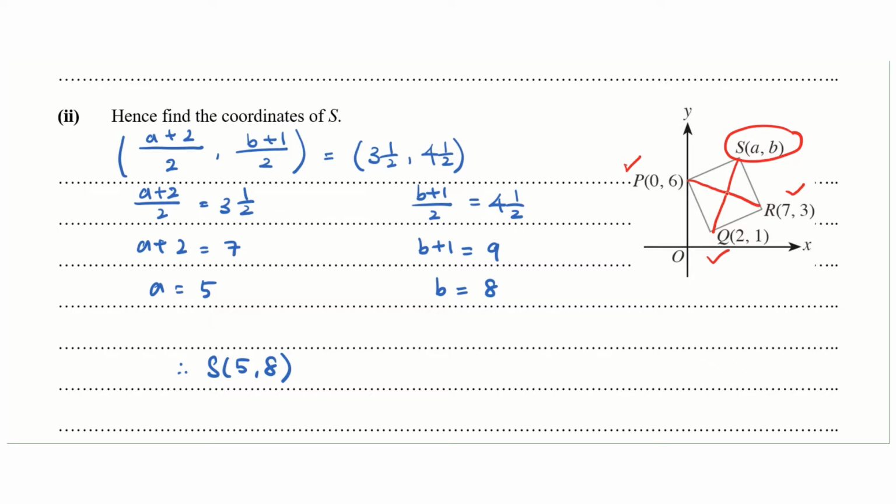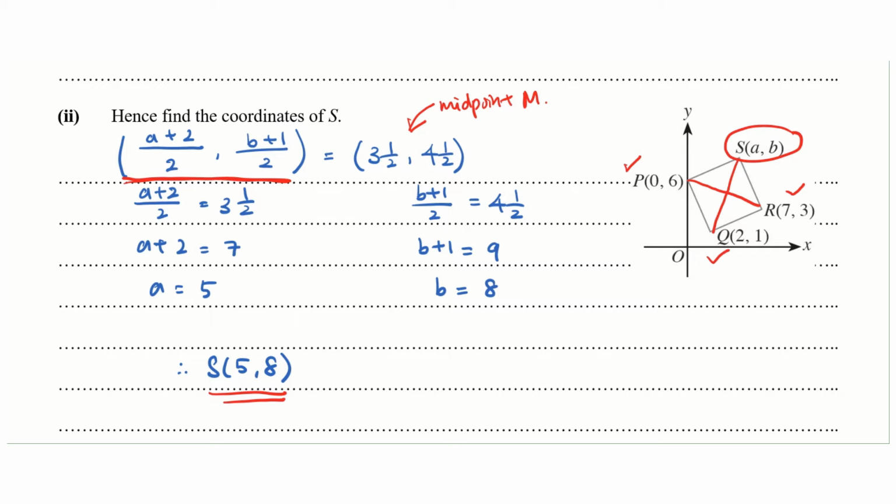Because the midpoint is going to be equal, that means that the midpoint of PR, which we have found in part 1, is the midpoint M. And then the coordinates of the midpoint for QS would be this set of coordinates here. So that means that the x coordinates have to be equal and the y coordinates have to be equal. That will give us a equals 5 and b equals 8. Therefore, we have the set of coordinates (5, 8) for S.